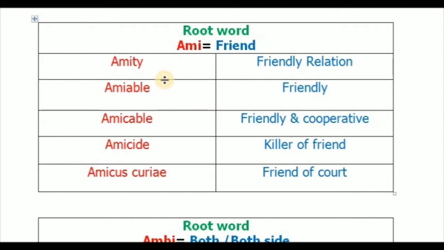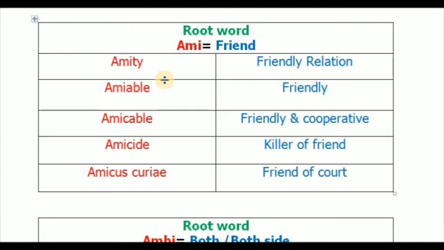First word, amity. Amity means friendly relation. We took an example of amity. Amity among people is necessary to build a healthy society. Next word, amiable, which also means friendly. Example for amiable: Rohan is the most amiable person I have ever met in my life.